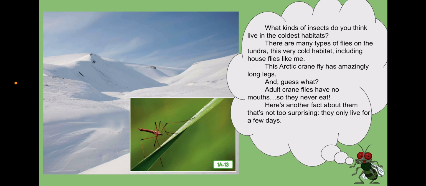What kind of insects could live in the coldest habitats? There are many types of flies in the tundra, this very cold habitat, including houseflies like me. This Arctic crane fly has amazingly long legs. And guess what? Adult crane flies have no mouths, so they never eat. Here's another fun fact about them. That's not too surprising. They only get to live for a few days.